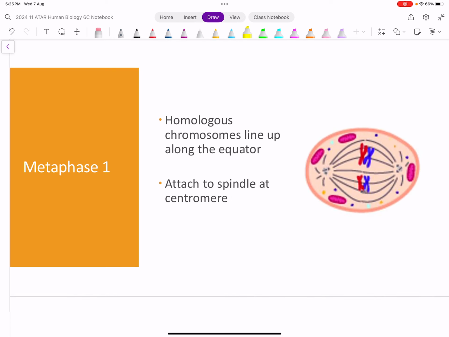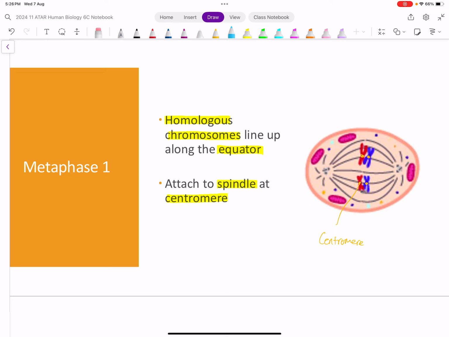Moving down to metaphase 1, after our homologous chromosome pairs have appeared, and after the process of crossing over has potentially occurred, we move into metaphase 1. In metaphase, as we know from mitosis, our chromosomes line up along the midline or the equator of the cell. They also attach to the spindle via their centromere. The centromere is this dot that I'm drawing in yellow in the center of each of our homologous chromosome pairs. These are our centromeres.